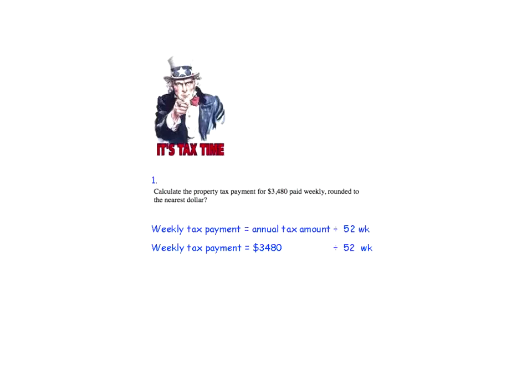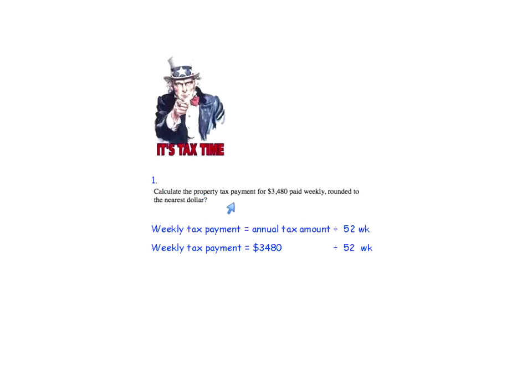So we can see the first question here, it's going to deal with taxes. And we have good old Uncle Sam here, and he's saying it's tax time. So tax time is actually April the 30th, I believe, in Canada. That's when income taxes need to be filled out.